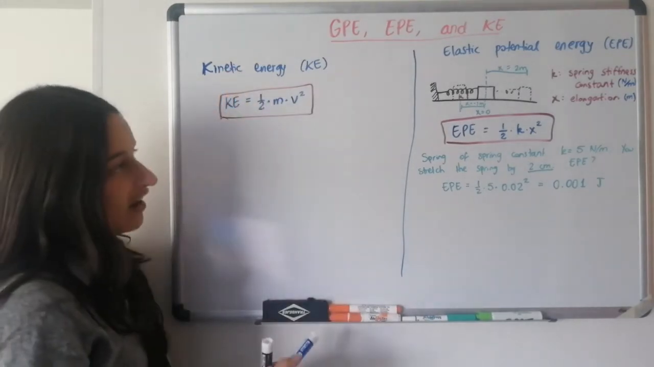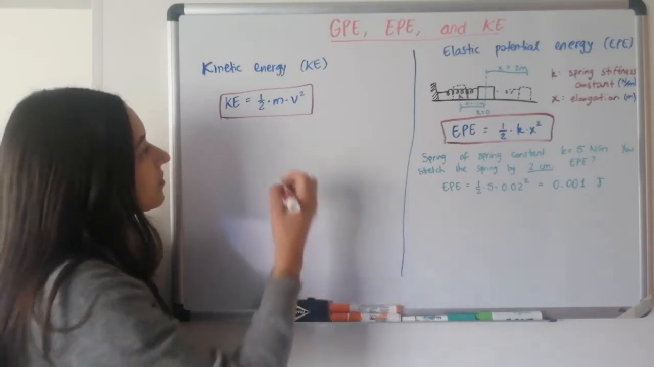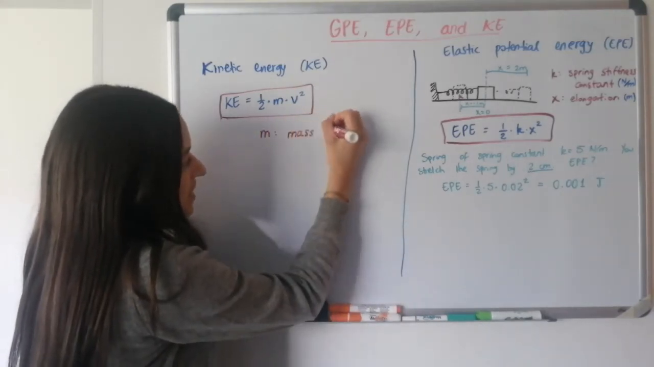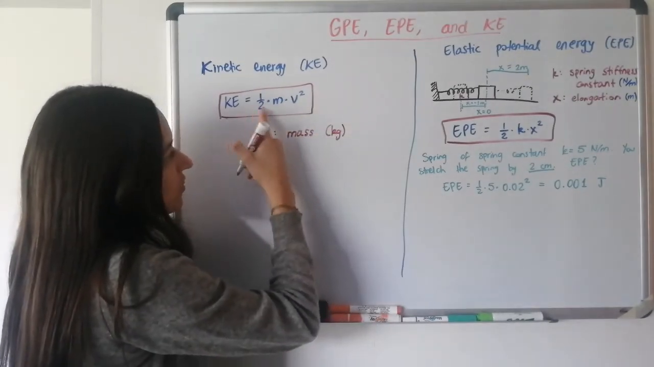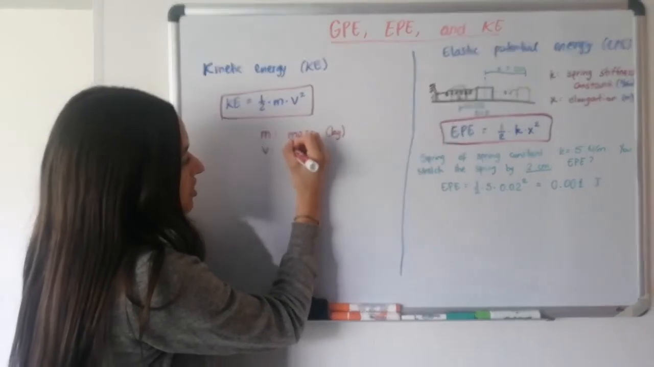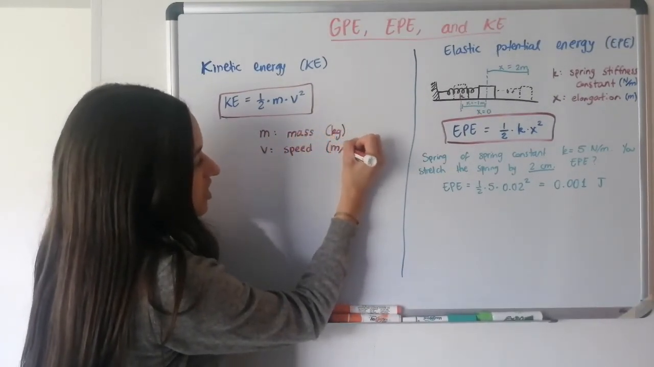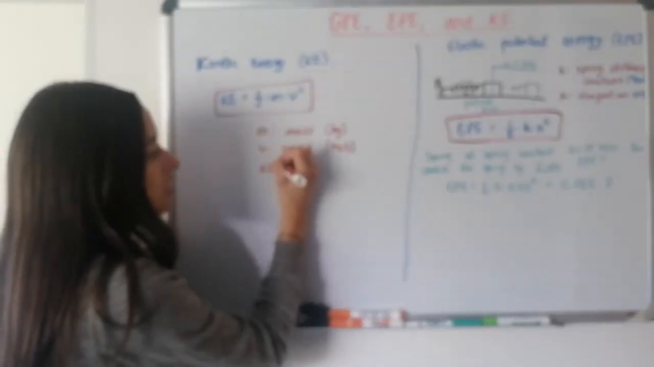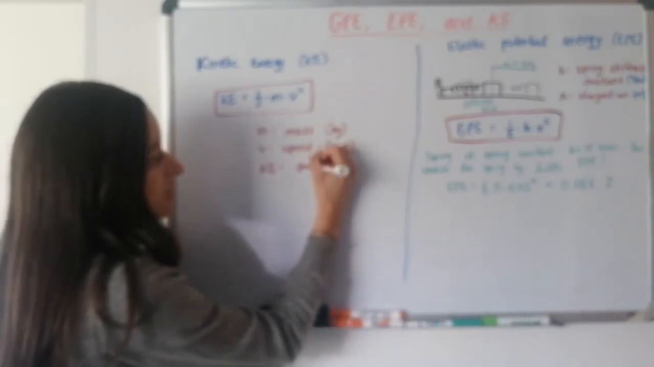So this is what we have, and we need to put our mass in kilograms. So this again is mass in kilograms, just like for gravitational potential energy. 1/2, and the v is the speed in meters per second. Always in meters per second. If we use these 2 units, we're going to get kinetic energy in joules.